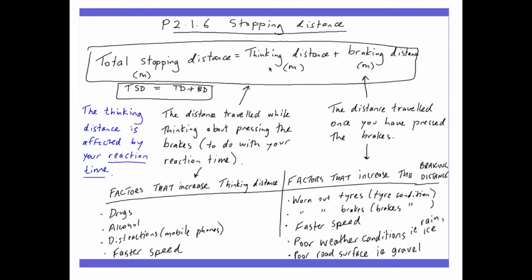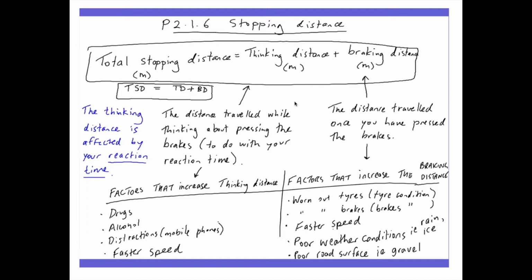So they'll ask in an exam, what is the thinking distance? And you say it's the distance you travel while you're thinking about pressing the brakes. And it is to do with your reaction time. So just say a cat jumps out in the middle of the road. Your brain has to tell your foot to press the brakes. Now, while your brain is telling your foot to press the brakes, the car is obviously still travelling.